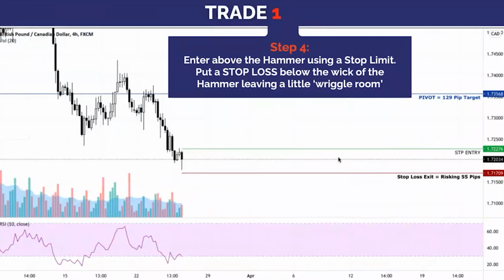Now, I'm not a mathematician and I'm on the spot, so I can't do this very quickly, but all I know is that it's more than double. It's more than double my risk to reward, right? So, we're risking 55 pips to try and make 129. Now, that's a very good trade if that comes off. So yeah, for me, the risk to reward's there.